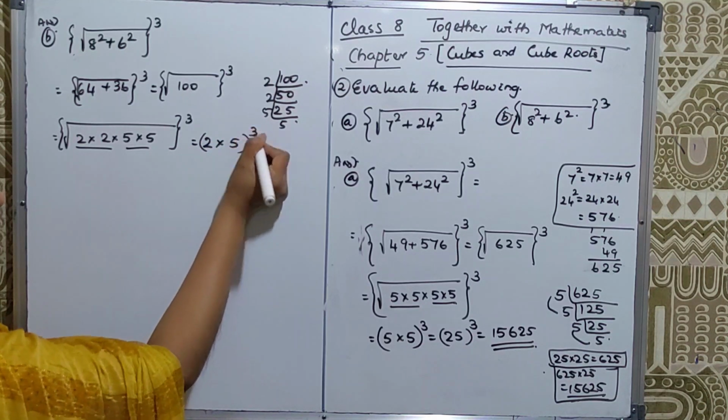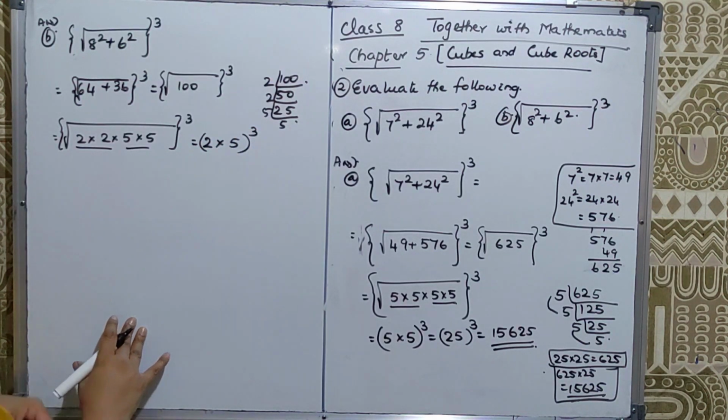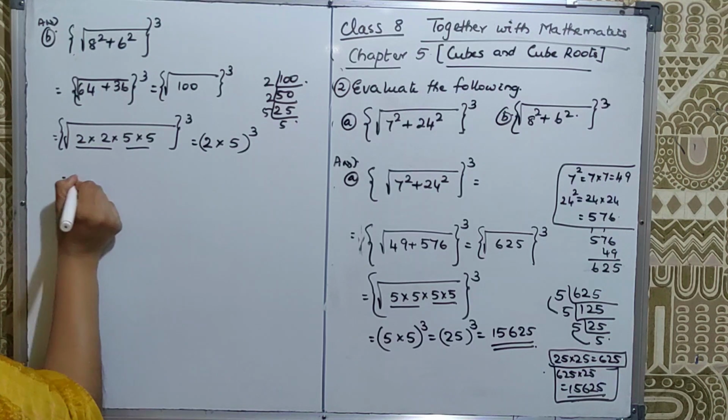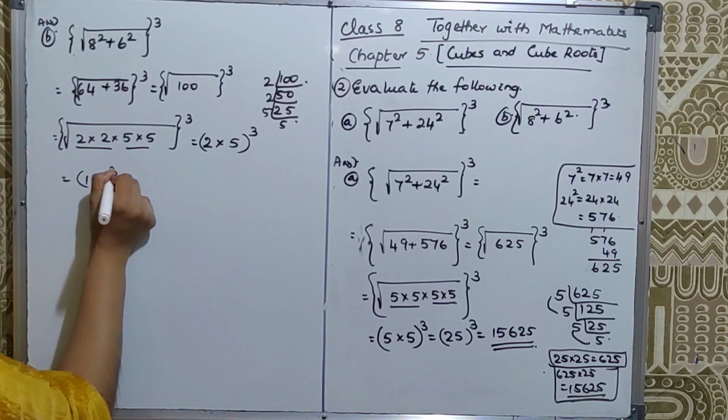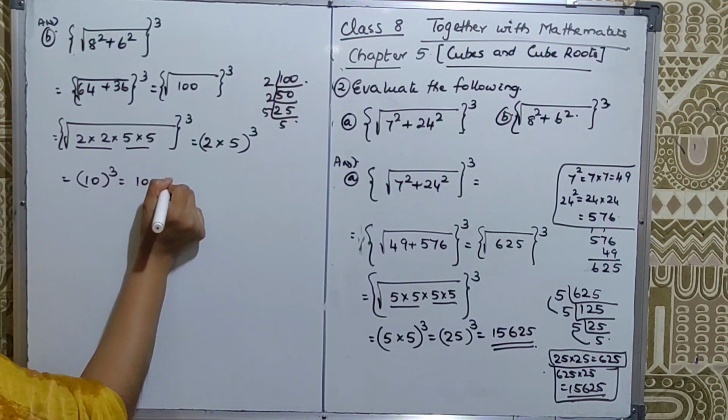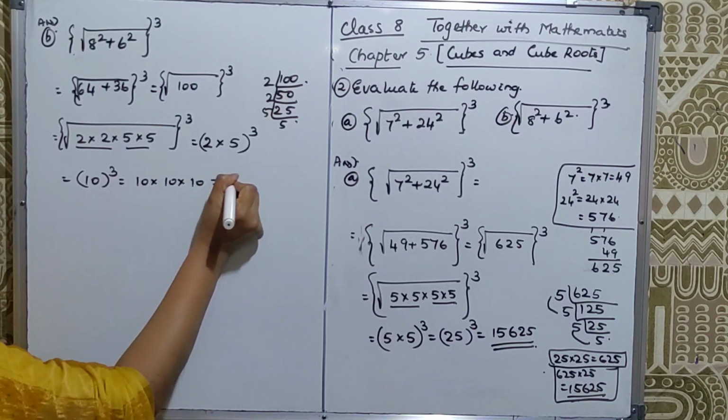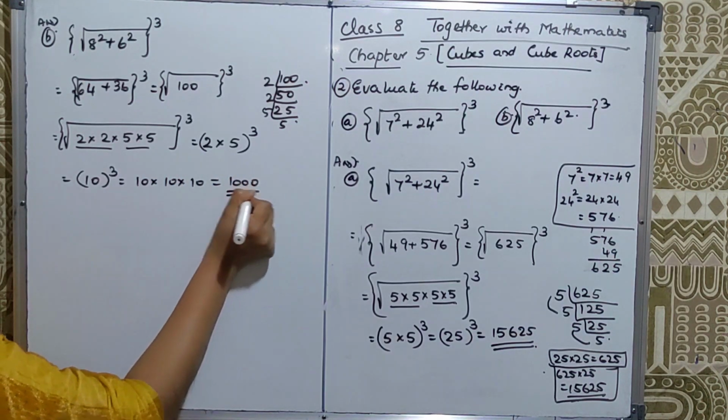Whole raised to 3. What is 2 5's? 2 into 5 is 10. So it will become 10 cube. 10 cube will be 10 into 10 into 10, means you have to multiply and write 1000. That is the answer.